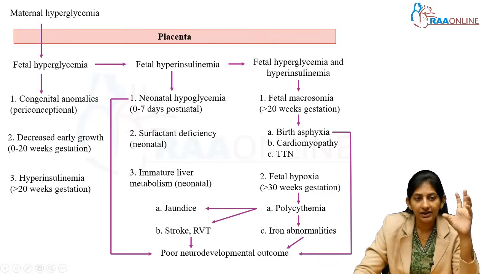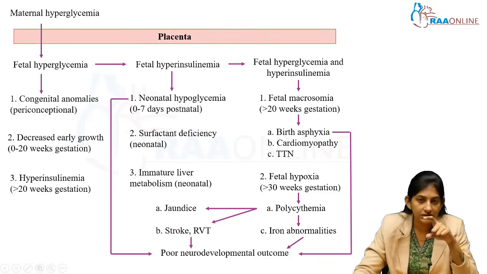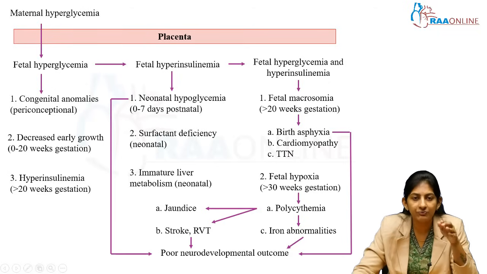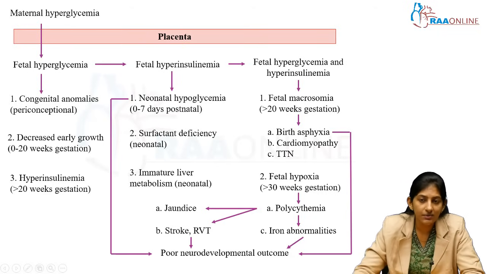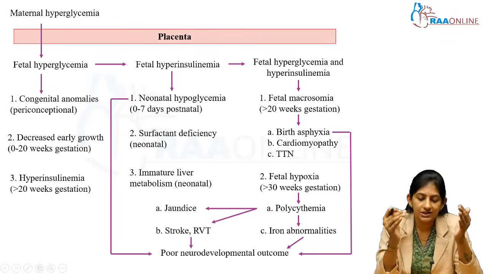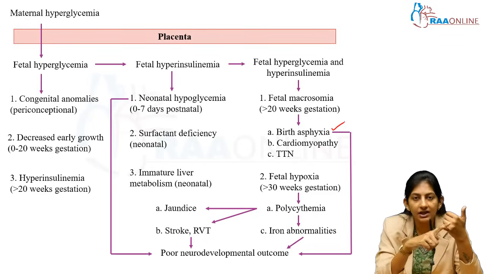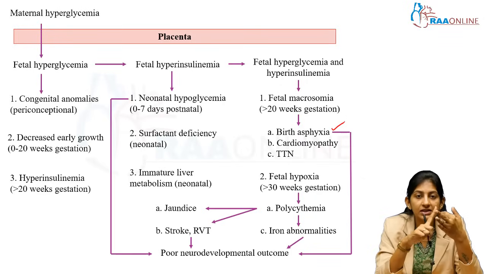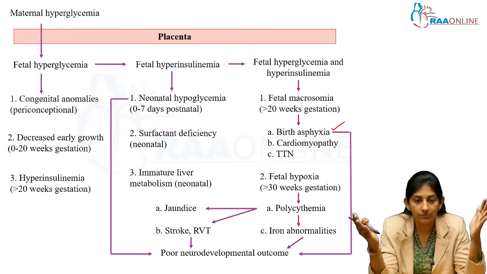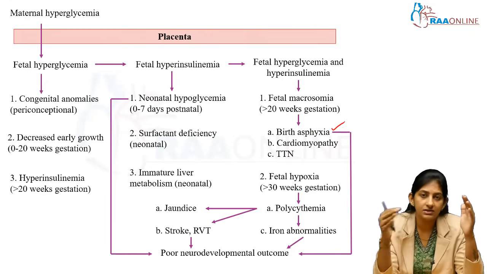So this fetal hyperglycemia, we dealt with this part just prior, isn't it? The fetal hyperglycemia will cause fetal hyperinsulinemia, and this insulin level is going to cause macrosomia. And because the baby is weak, complications like birth asphyxia and birth trauma will be there. There are many systemic complications. I'll tell about all the systemic complications.